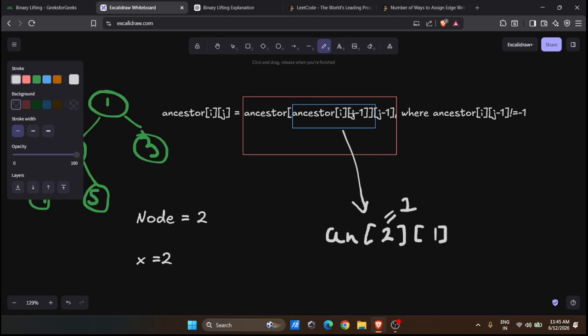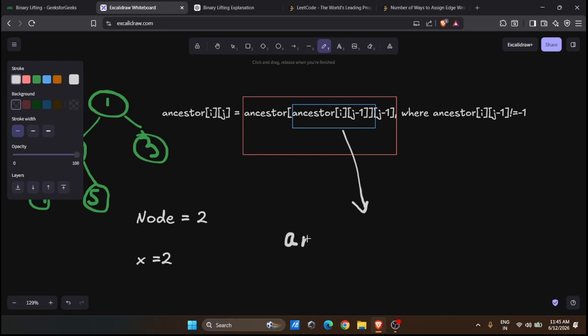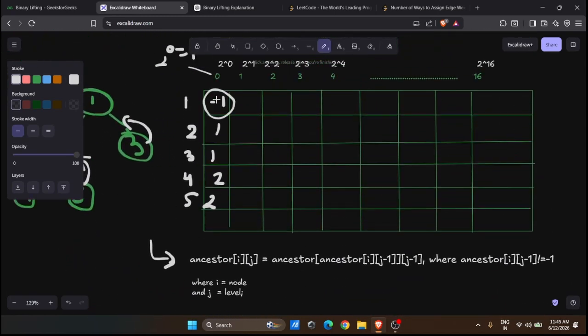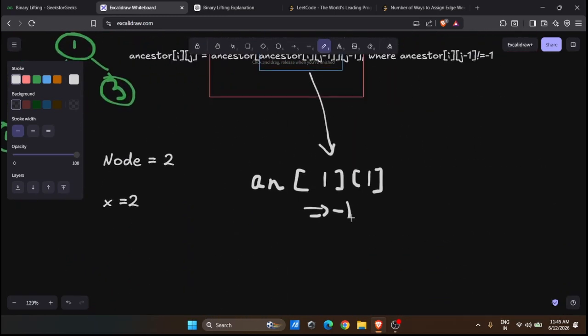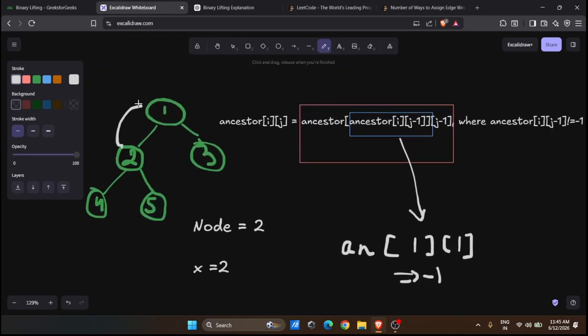Now we will put in this red outer block, which is ancestor of 1 of 1, which is going to tell us the level 2 of node 2. It says that ancestor of 1 of 1 is minus 1, which you can see gives us the final answer of minus 1. So we got the value from 2. Its level 2 is negative 1, which you can clearly see. So by this formula we can access this easily. That's the way of understanding this equation.